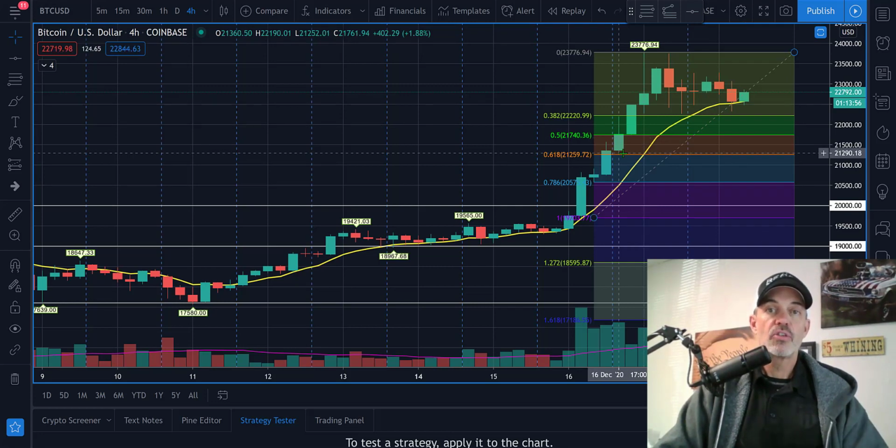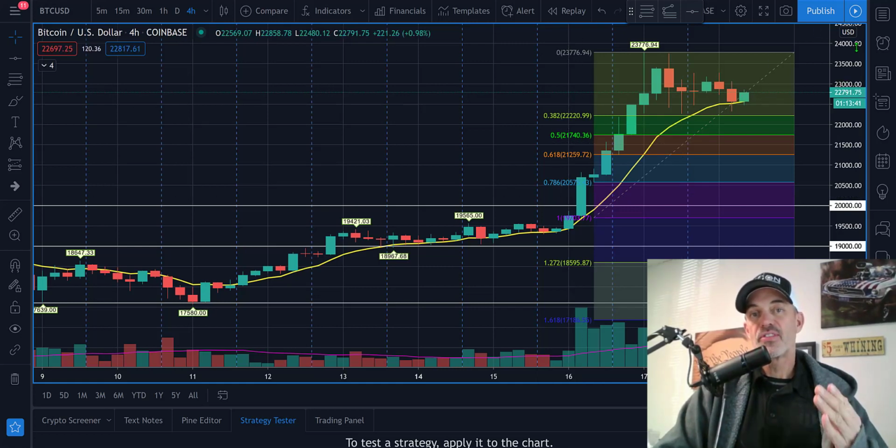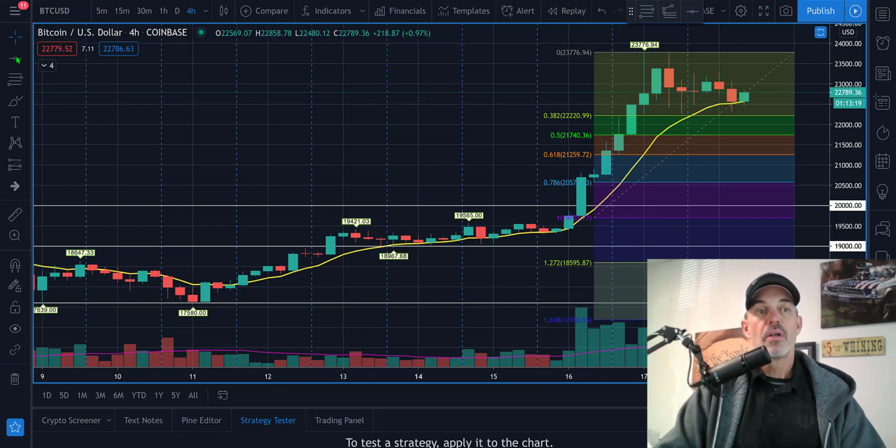Now, how high could this possibly run? Based on my theory, the next level I'm looking at is around the $27,700 to $800 range for the next level of a push up if the bulls decide to get involved and push this back up. Now, how did I come up with that figure?